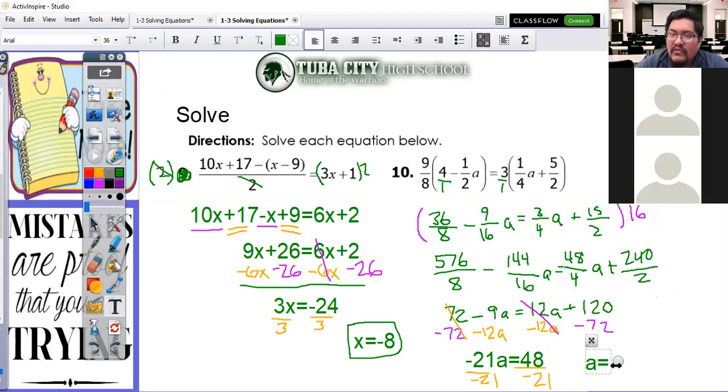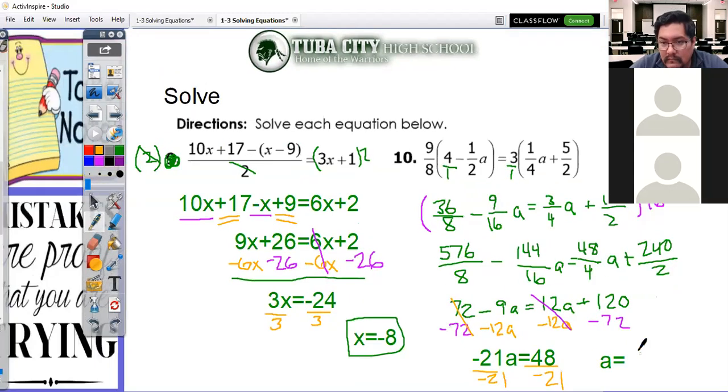So 48 and 21, 48 cannot be divided by 7. So we could try 3. We could divide both of them by 3. So 48 divided by 3 is going to be 16 over, and then divide this by 3, we get 7. And don't forget the minus, the negative.